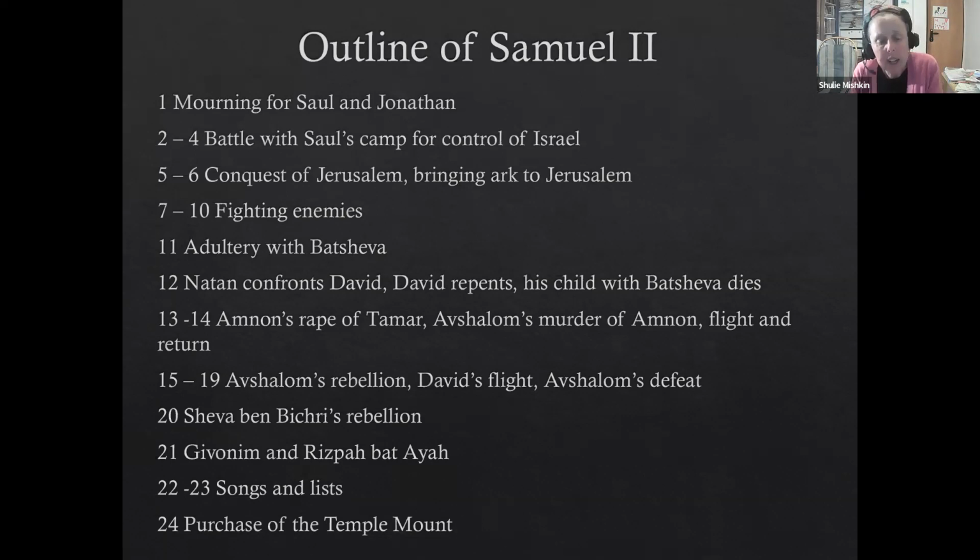Eventually, Avner comes to parley with David. They have an agreement. It seems like everybody's going to be united. And then David's general, Yoav, murders Avner, and all of that comes crashing to a close, right? So we have this back and forth of who's going to be in control. But by chapter 5, David manages to vanquish his enemies, to unite the people, and to conquer Jerusalem and make Jerusalem the capital of all of Israel, right?